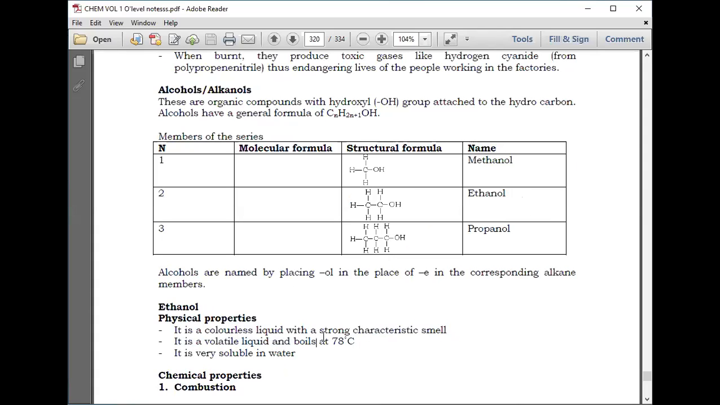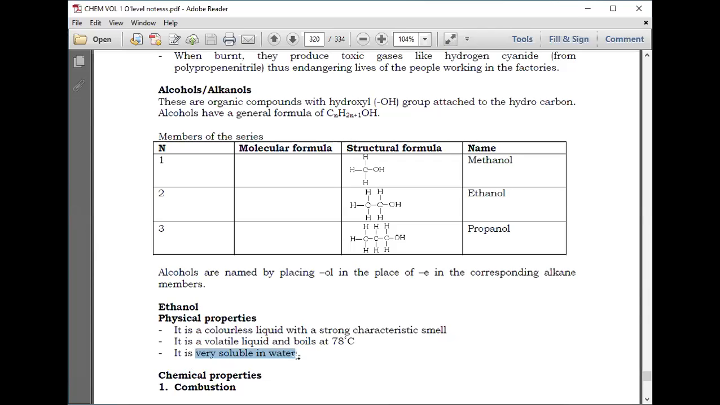Ethanol boils at 78 degrees centigrade and water boils at 100 degrees centigrade. And because those two have boiling points which are near, they can be separated by fractional distillation. Then another physical property is here. It is soluble in water.